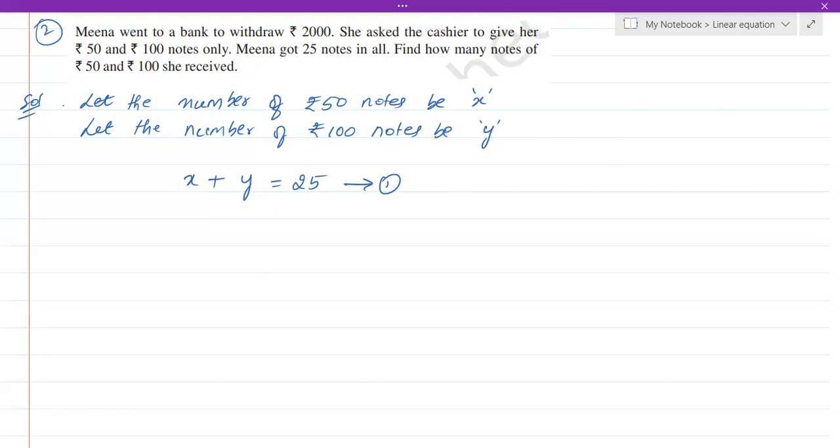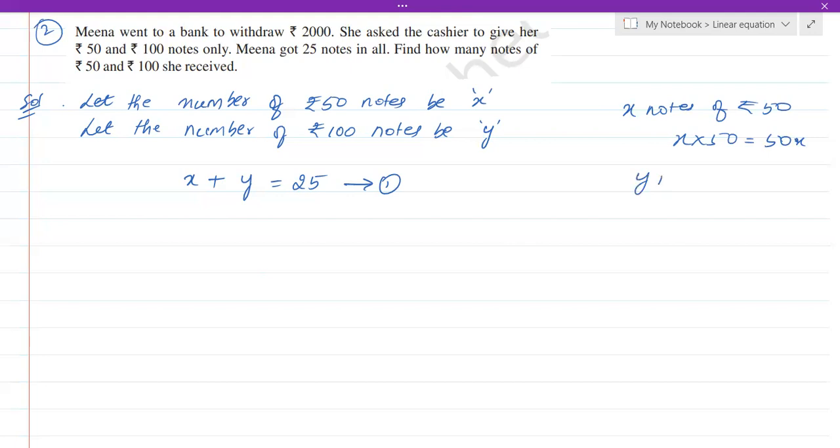For example, let's say you have 10 notes of 50 rupees. So what is the total amount that you are having? It is simply 10 into 50, 500, isn't it? It's the same logic. So how many notes do we have now? X notes of rupees 50. Therefore, what is the total amount? X into 50. That will become 50x, isn't it?